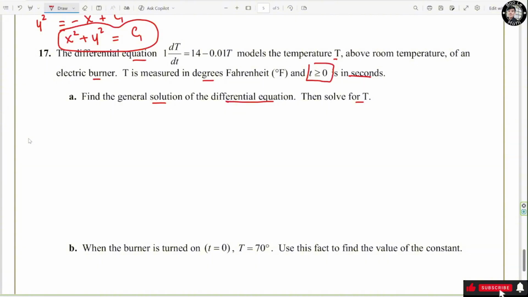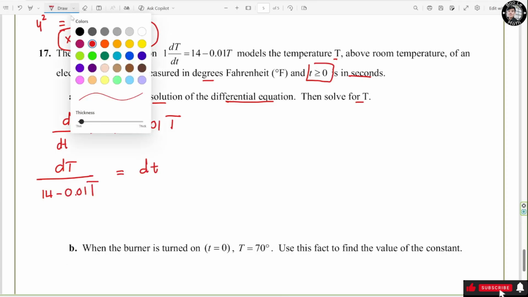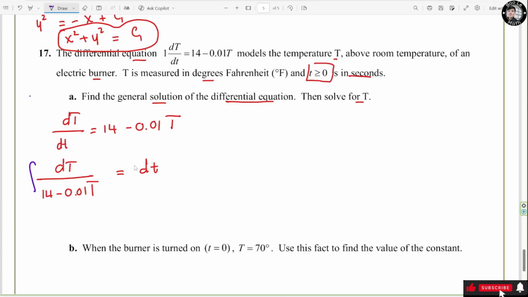Right? So basically, we're going to separate the variables and integrate both sides. So we have dT over dt equals 14 minus 0.01 T. Now multiply both sides by dt and divide both sides by this guy. So I have dT over 14 minus 0.01 T equals dt, like that. Now we're going to integrate both sides.